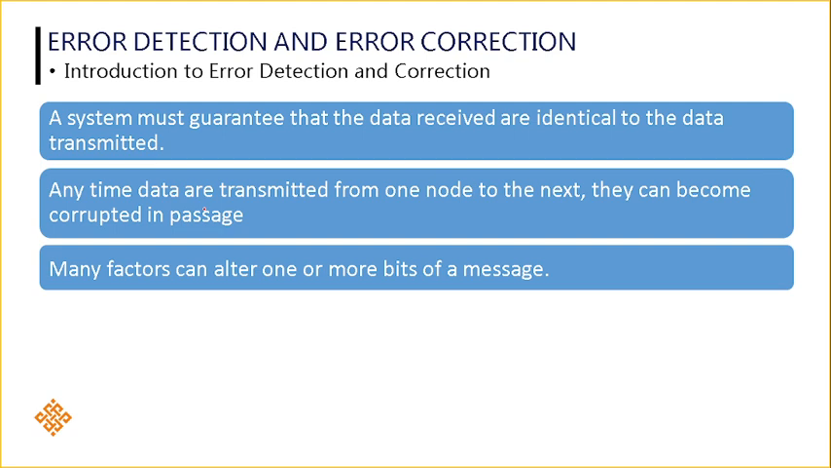There may be any number of factors that can alter the message, maybe due to system fault, or due to link failure, or due to involvement of a hacker. Anything may happen where the transmitted data may be changed at the receiver side.